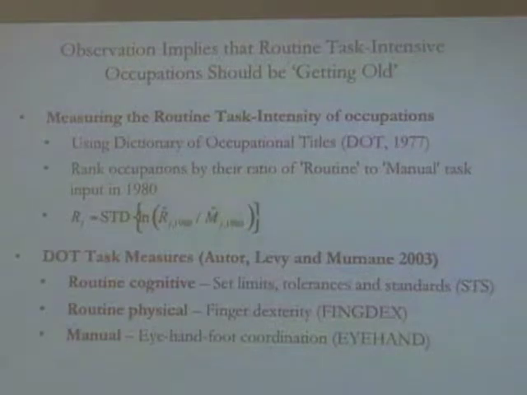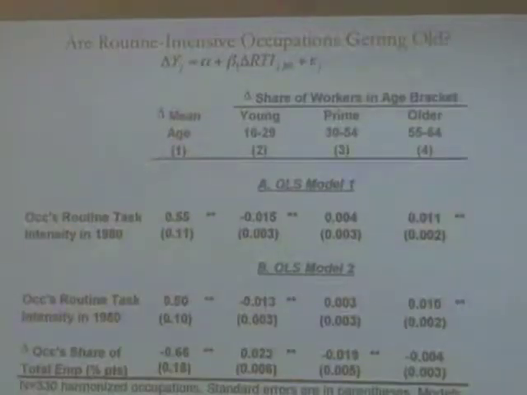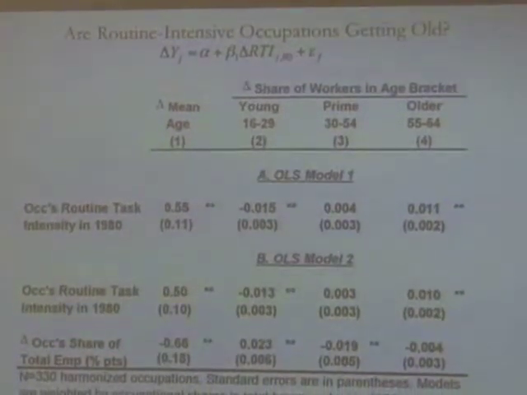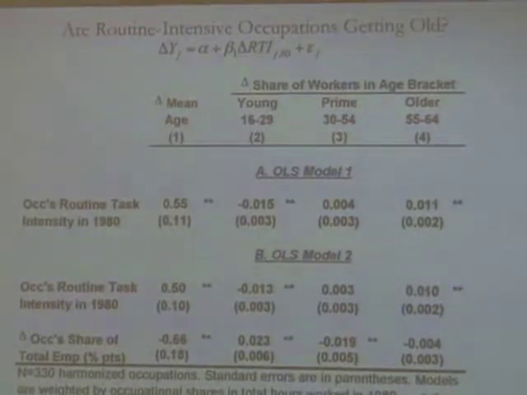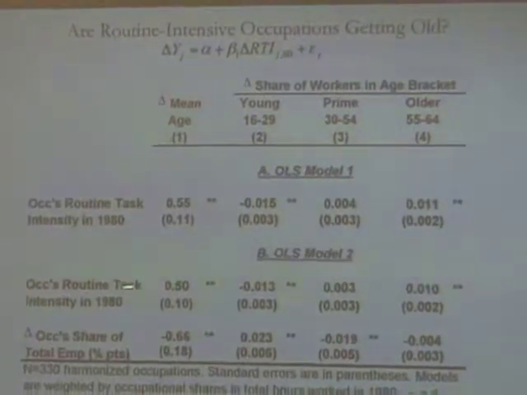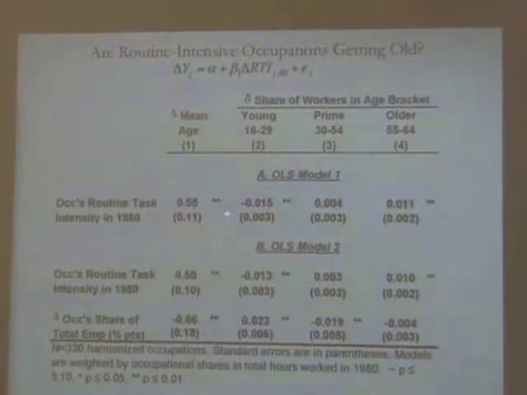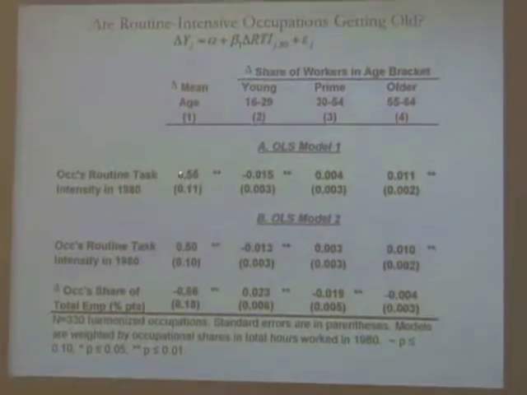Okay, and then we're going to, okay, so good. First of all, just to show you, again, this is the same cross-sectional regression. Here's the routine intensity of an occupation in 1980. Here's the change in mean age.